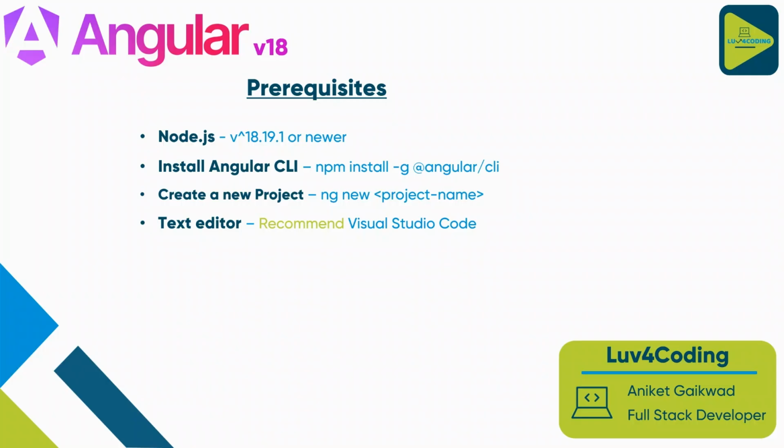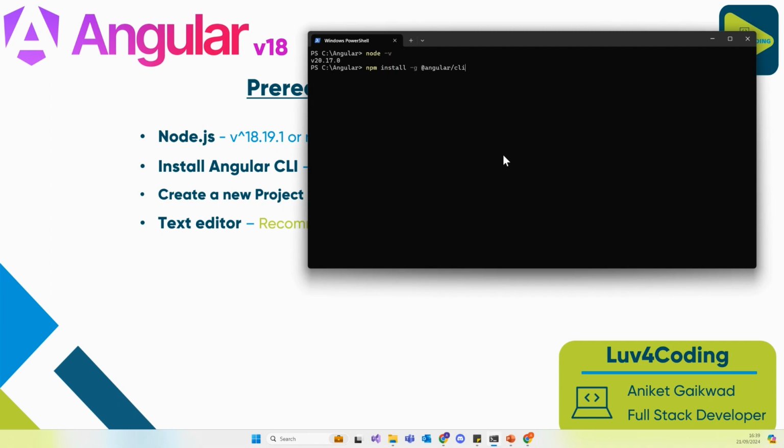Once Node.js is installed, we're gonna install Angular using Angular CLI. The next step is to copy the command, open the command prompt and type npm install -g @angular/cli. This is going to help you install Angular. Once you have typed this command, just press enter. It will start installing Angular.